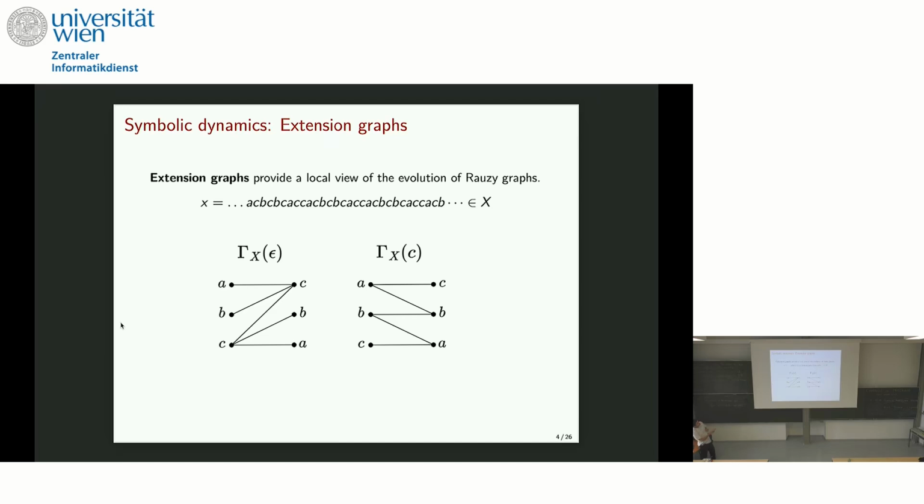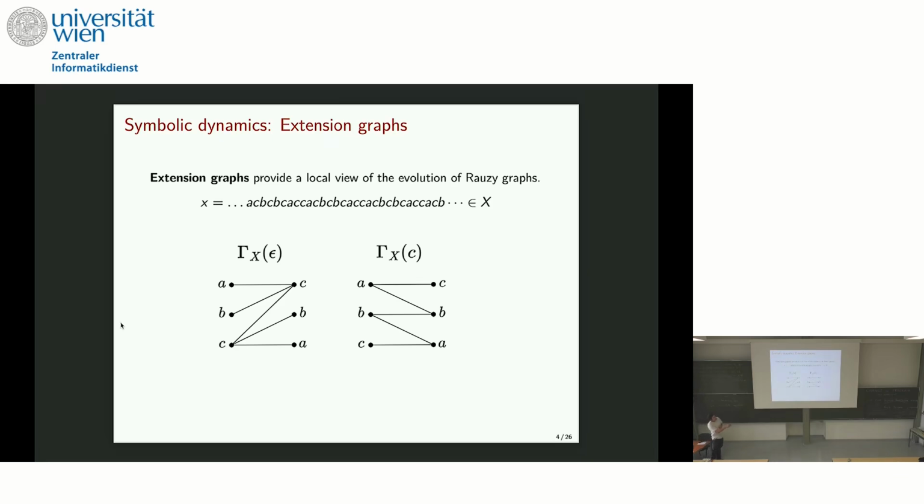And as an example, I have this. This is a uniformly recurrent point x in a subshift X, which is minimal. We have three letters, so we have this left copy and right copy. And for instance, we have here the extension graph of the empty word. This is something that we can also consider. And the fact that we have in this extension graph the edge (a, c) means that the word a concatenated with epsilon concatenated with c occurs in the language. And this is something that we see. For instance, here ac occurs.